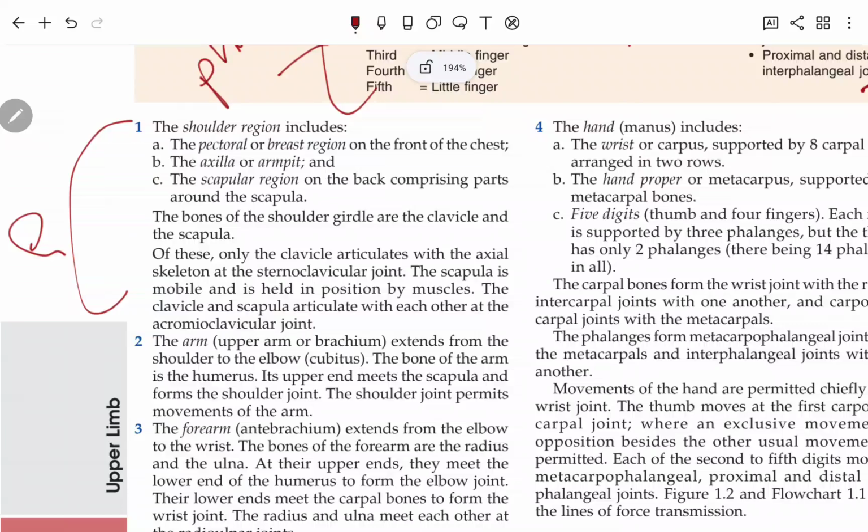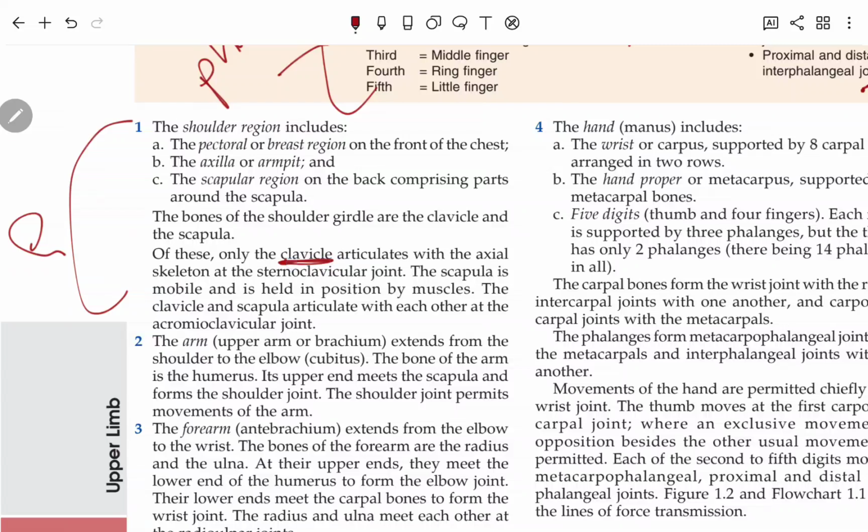Okay, now first, the shoulder region includes the pectoral or breast region on the front of the chest, the axilla or armpit, the scapular region on the back comprising parts around the scapula. The bones of the shoulder girdle are clavicle and scapula. Of this, only the clavicle articulates with the axial skeleton at the sternoclavicular joint.